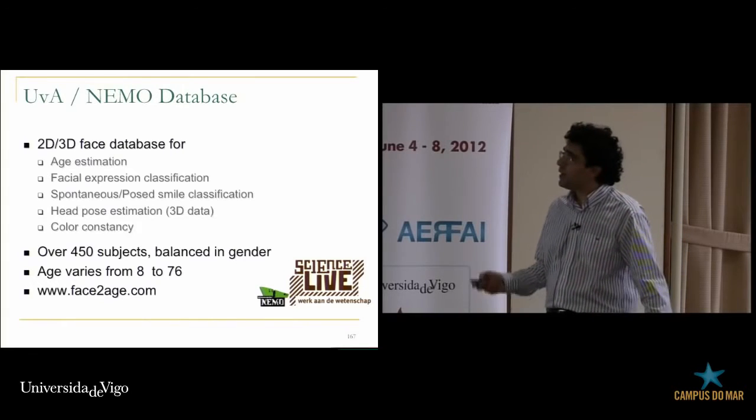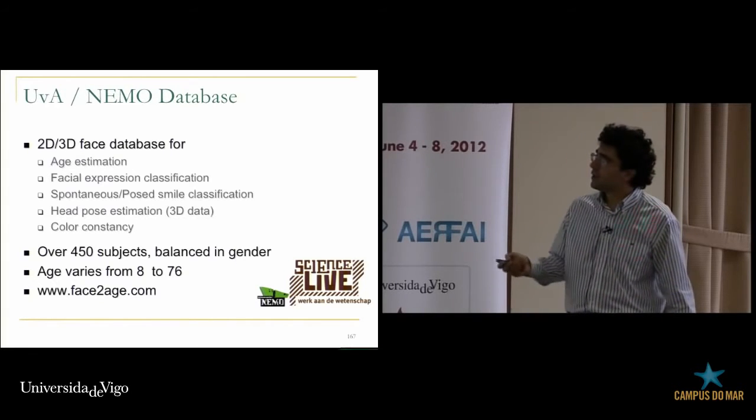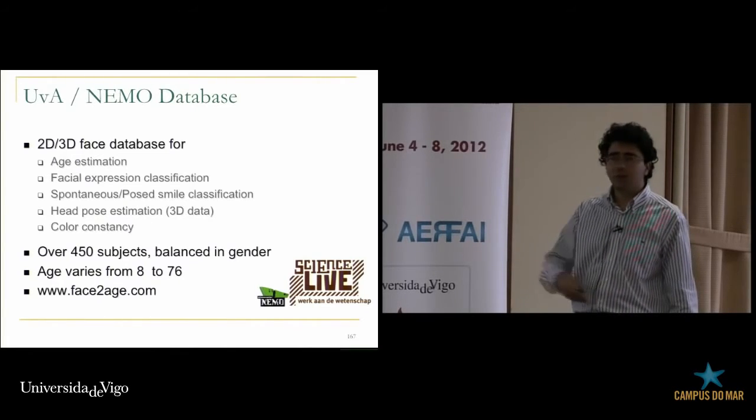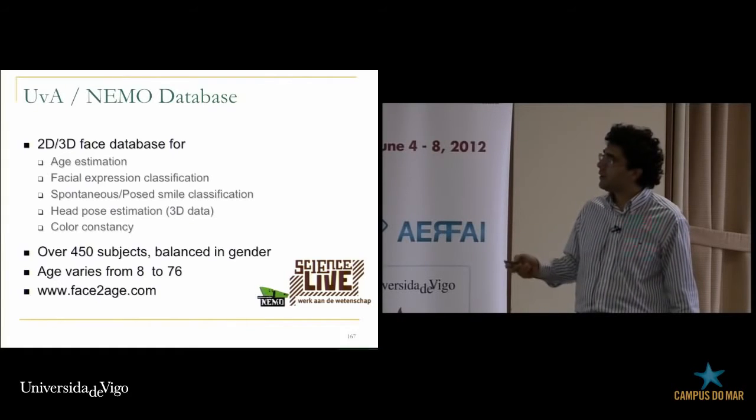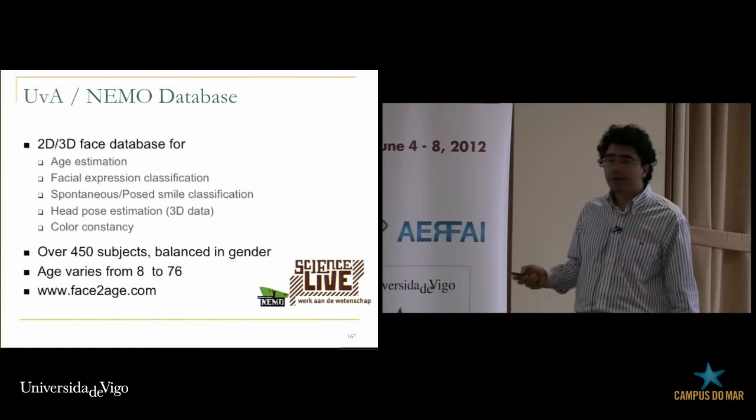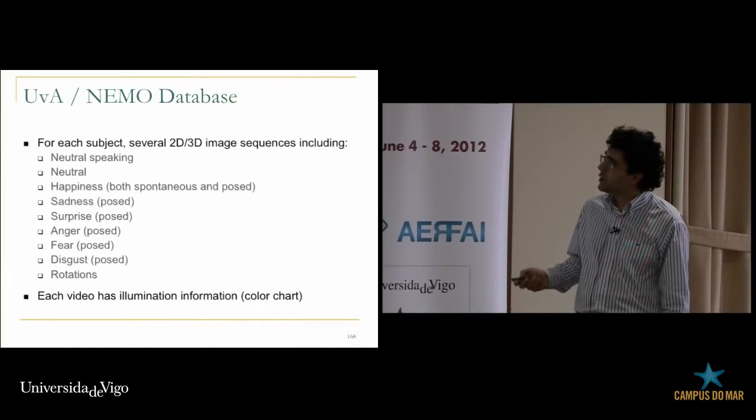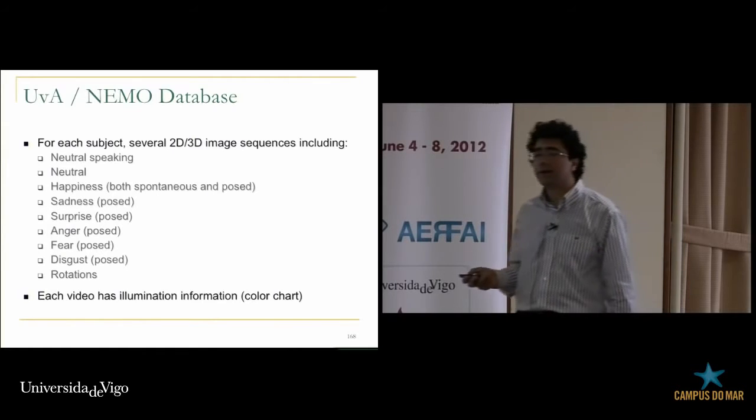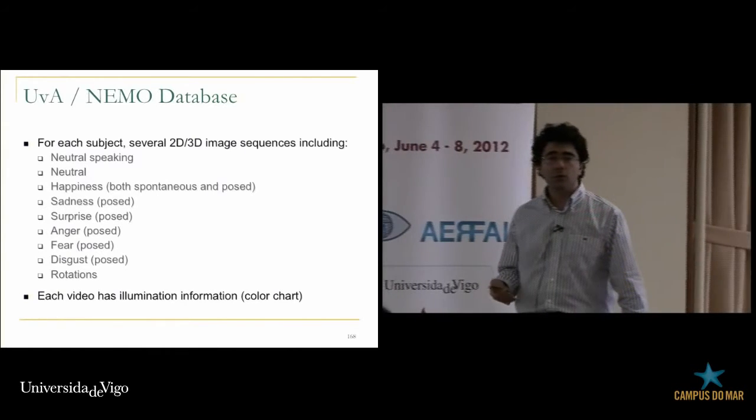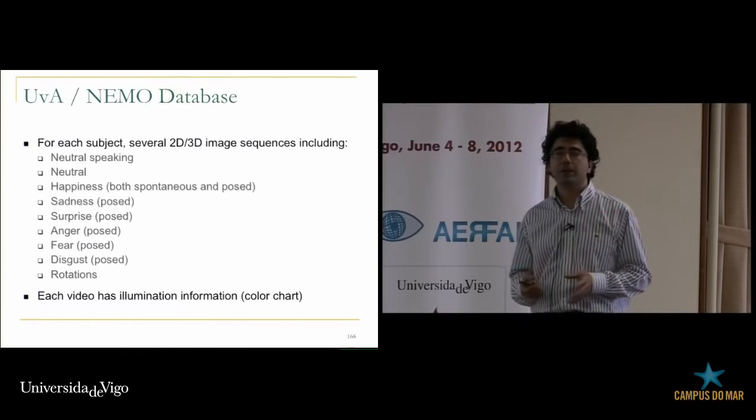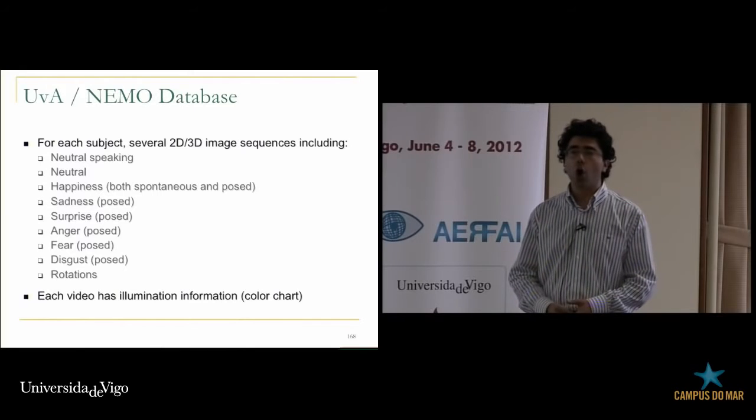The UvA-NEMO database that I talked about is collected with 2D and 3D modalities. It's good for age estimation, because it has such a huge age range. Facial expression, we also have head pose estimation. For each subject we have neutral poses, neutral speaking, which is also kind of lacking from the emotional expression recognition literature.